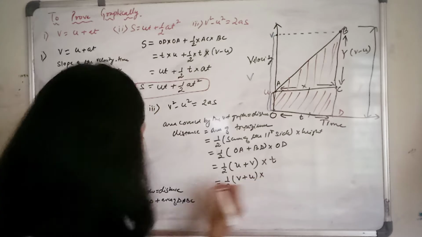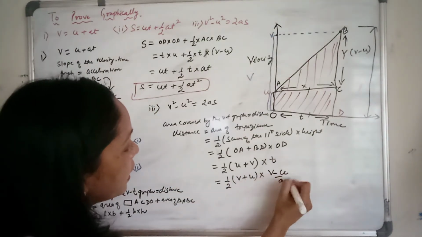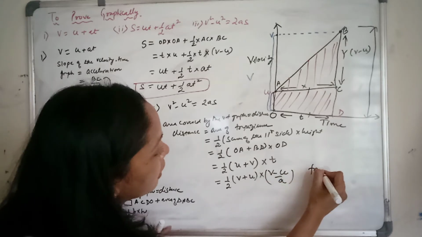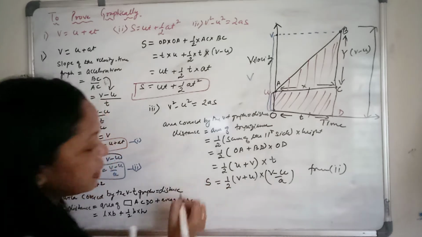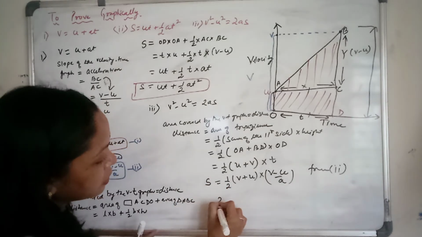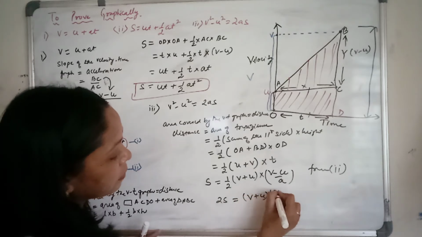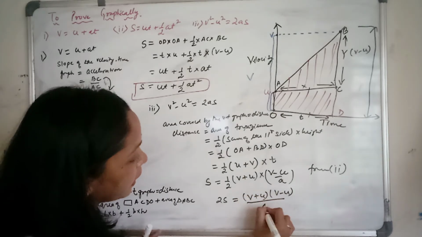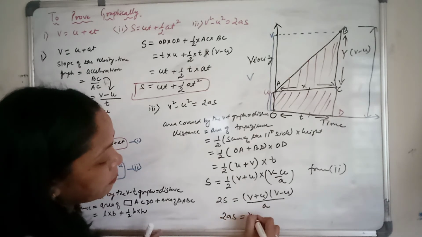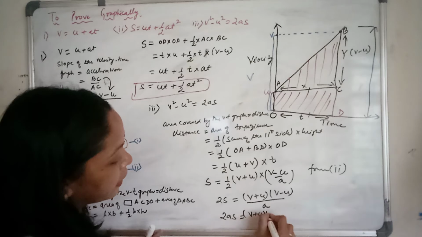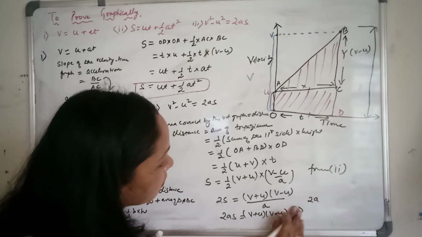Into T. Now, T put from here: V minus U by A. So, you can write from 2, this is your symbol S. Now, bring 2 here. So, 2S is equal to V plus U, V minus U by A. Bring this A again here. Twice AS is equal to V plus U and V minus U.